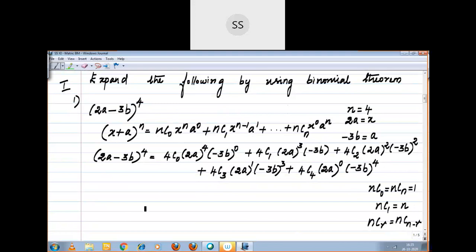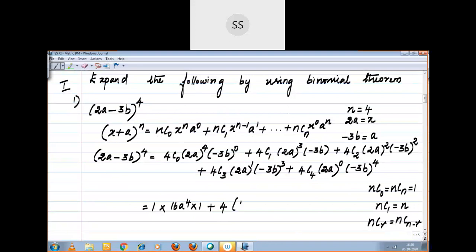These are the results I am going to use here. 4C0, what is the value? 4C0 equal to 1. (2a) power 4, 2 to the power 4 is 16. a power 4. Anything raised to 0, the value is 1. First is over. Now I am going to move to the second expression. 4C1, that is nC1 equal to n. That means in the place of n you have 4. So your result is 4.